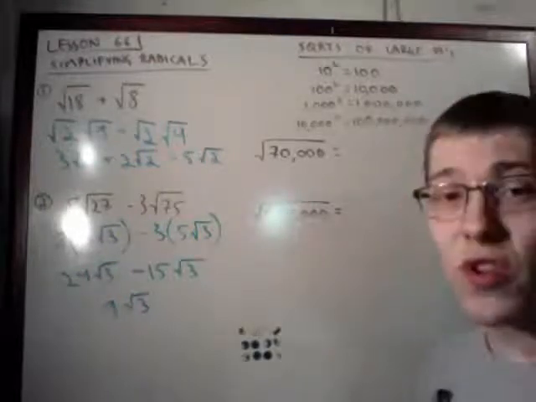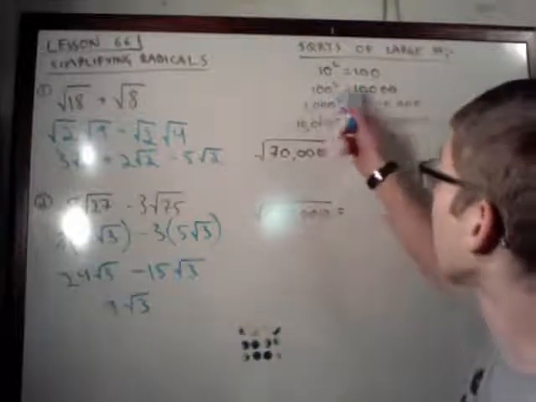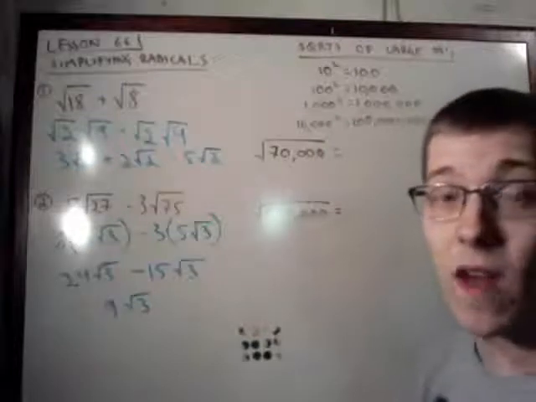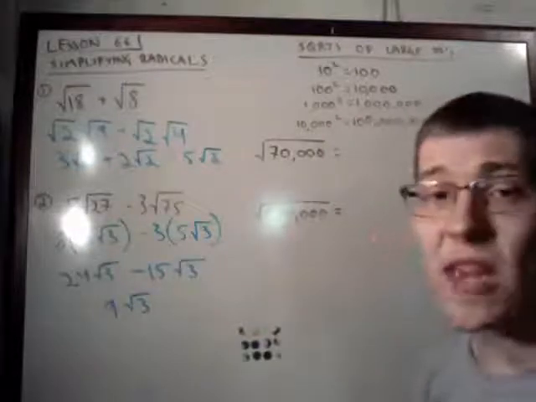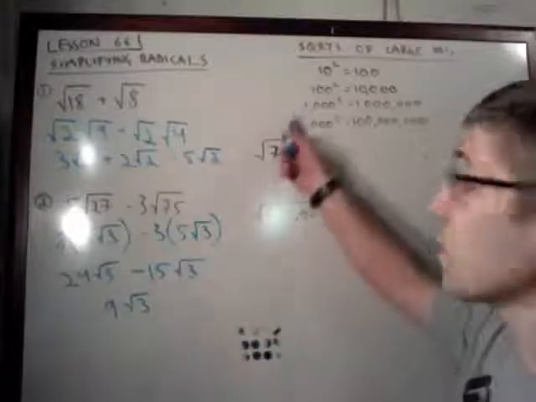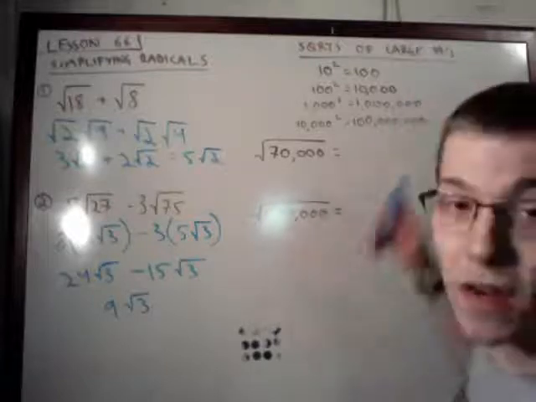However, when we start squaring 10, we get some useful things. 10 squared is 100. 100 squared is 10,000. 1,000 squared is a million, and 10,000 squared is 100 million. What do we see in common between each of these? Anytime that we take a power of 10, any power of 10, and we square it, we end up with another power of 10 that has an even number of zeros.